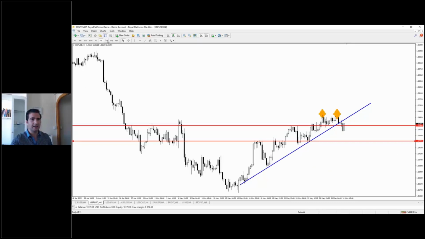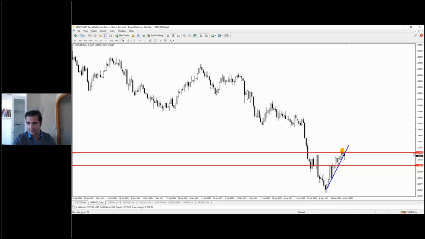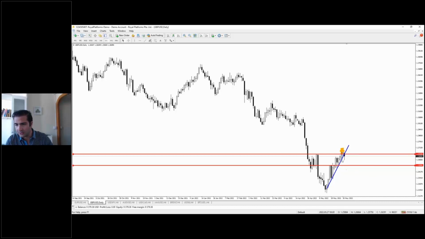GBPUSD, starting on the higher time frame. The GBPUSD also tried to reverse but faced a strong resistance around this level here, to be exact, around 1.2636. So as we can see, the market could not break this area here. Okay, it breaks it and then reverses to the downside.